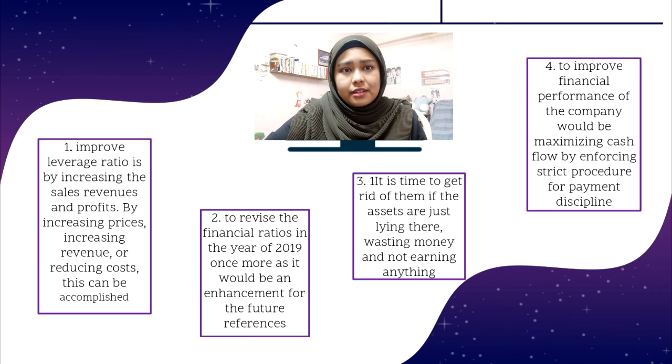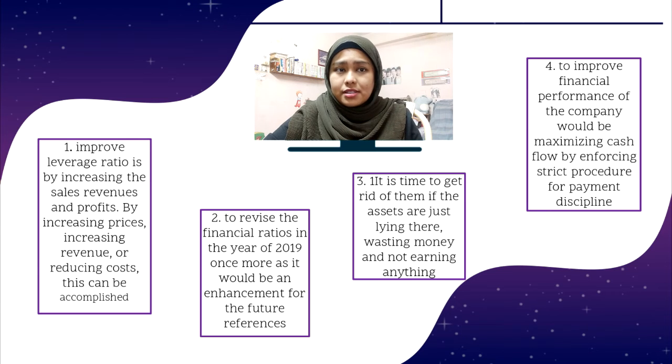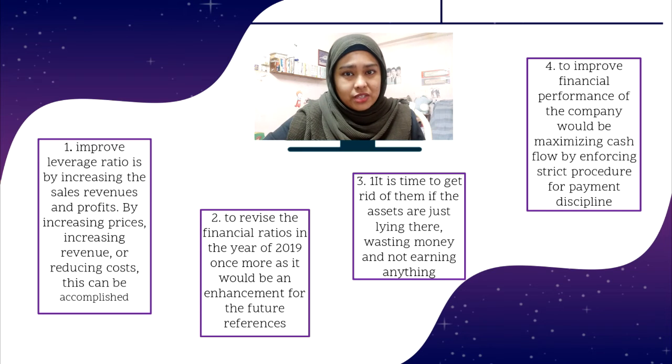Despite the fact that there is a big decline in growth for utilizing the assets in the year of 2020, Dialog Group Berhad can collect that faster rather than in the year of 2019. But it does not in any way show that the company may dwindle in the future. Thus, one of the recommendations for improving the financial performance of the company is to revise the financial ratios in the year of 2019 once more, as it would be an enhancement for future references.